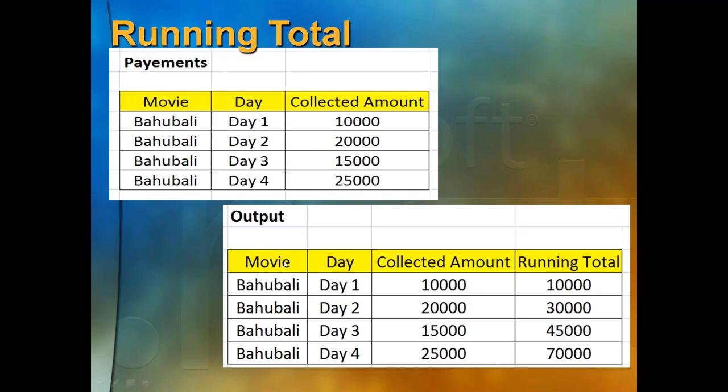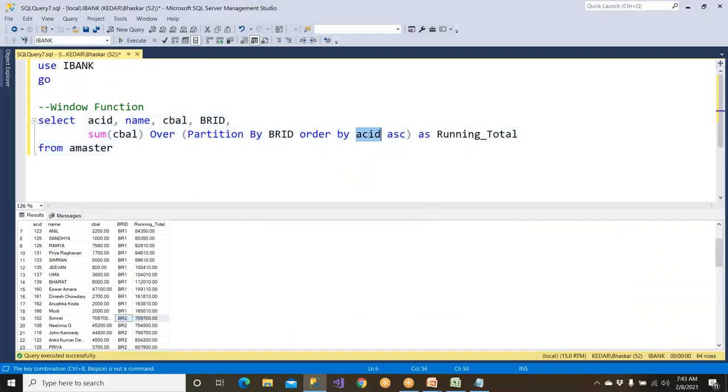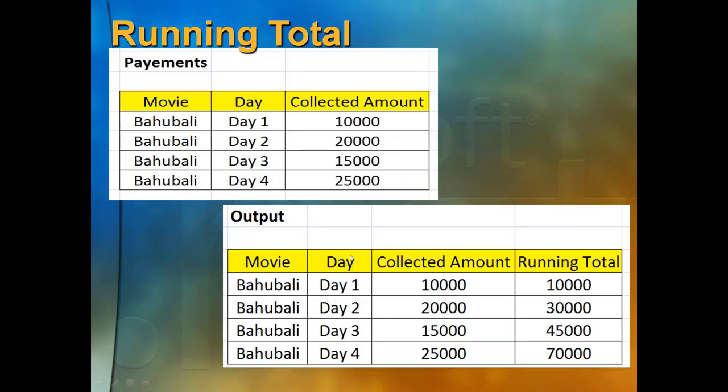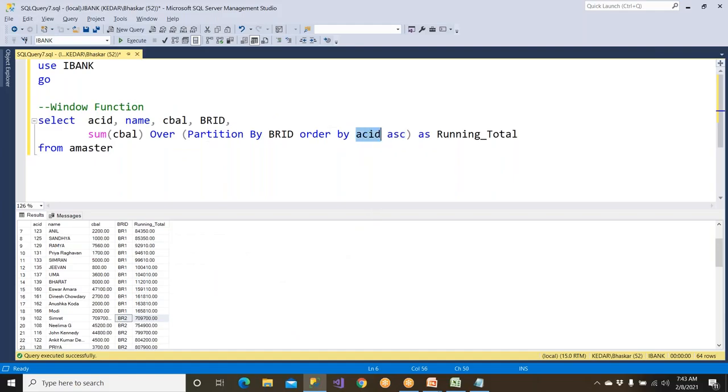So you can say partition by movie, and you are going to be ordering based on the day, right? Here I'm going to be ordering based on the account ID. So in the ascending order, right? So here you're going to be using a date column. You can say order by day or date column, date of collection and ascending order. Clear? And the partition by what? Movie. Partition by movie, order by date, ascending order. It will be running total.